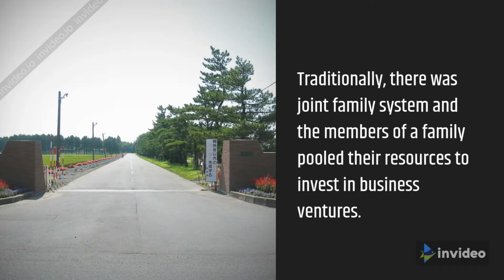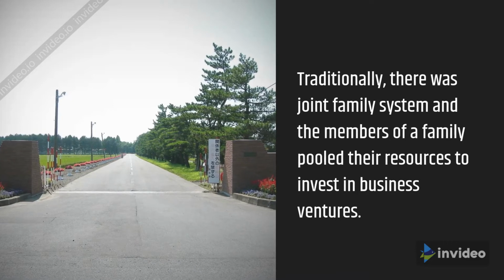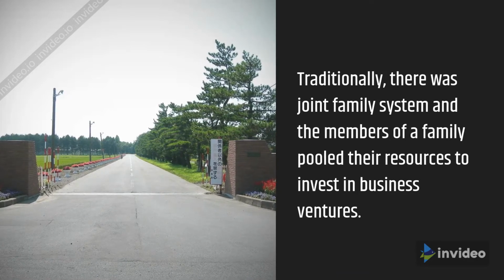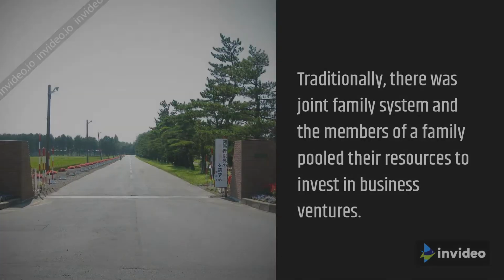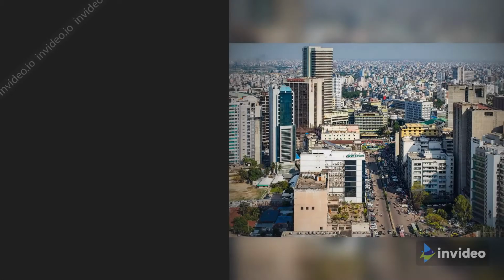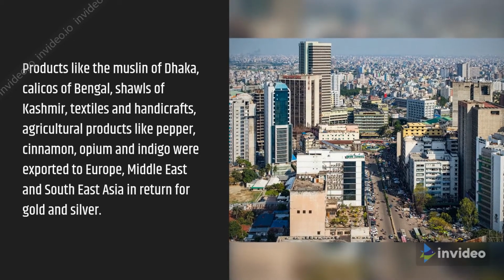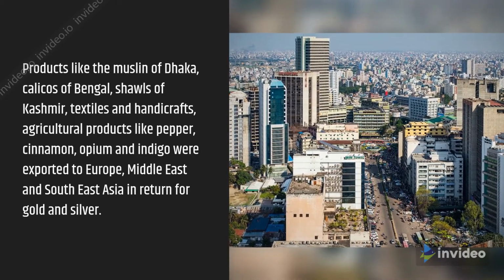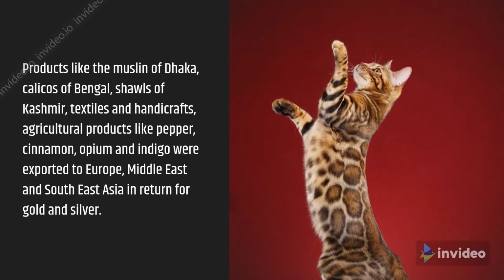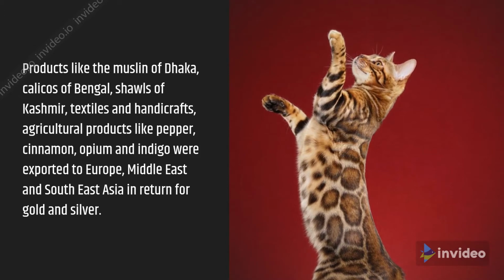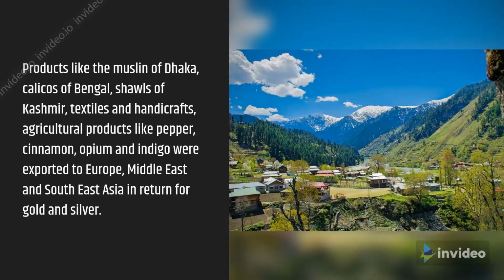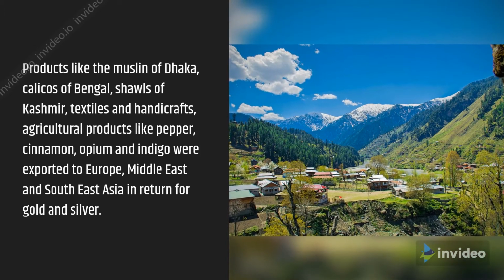Traditionally, there was a joint family system, and the members of a family pooled their resources to invest in business ventures. Products like the muslin of Dhaka, calicos of Bengal, shawls of Kashmir, textiles and handicrafts, agricultural products like pepper, cinnamon, opium and indigo were exported to Europe, Middle East and Southeast Asia in return for gold and silver.